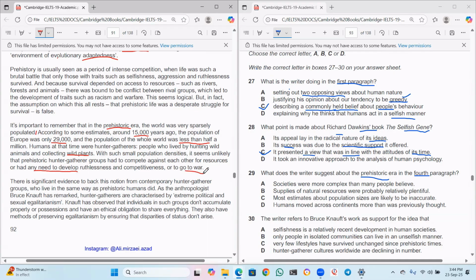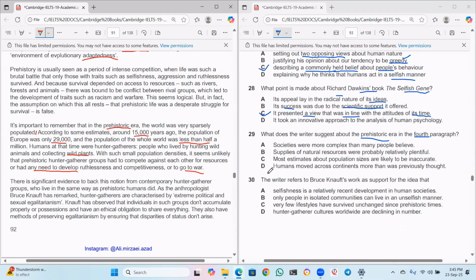Okay, so he says that the population was very less in the prehistoric era, and that's why people didn't have to compete against each other. With such population densities, it seems unlikely that they had to compete against each other, or go to war, or develop this ruthlessness and this kind of tendency.